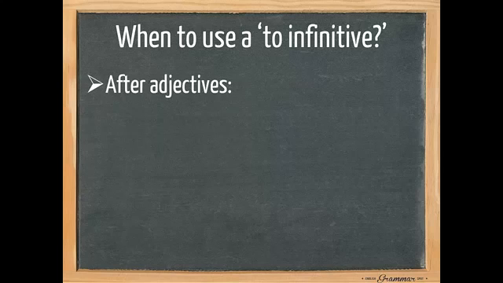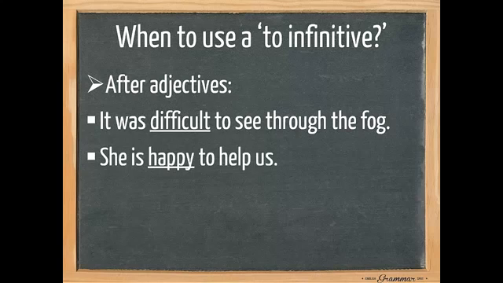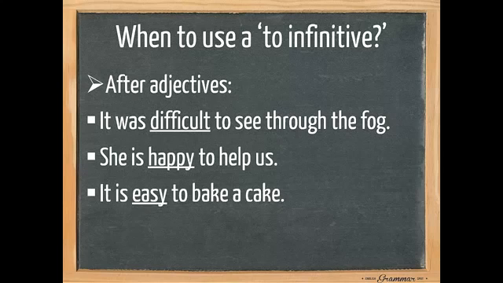We also use the to-infinitive after adjectives. It was difficult to see through the fog. So here, difficult is an adjective. She's happy to help us. Again, happy as an adjective takes the to-infinitive. And it is easy to bake a cake.